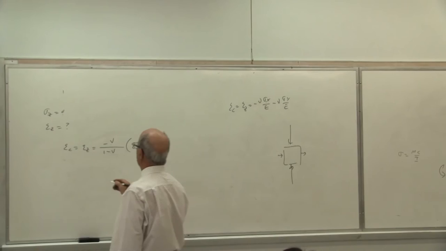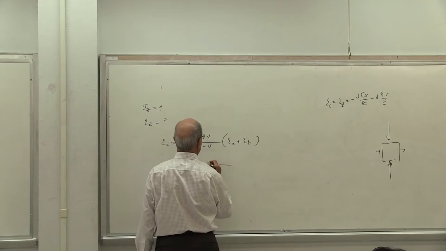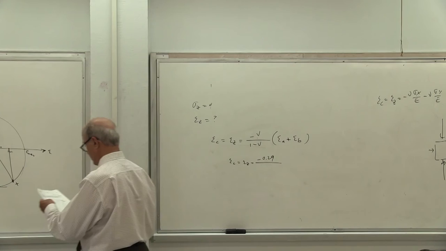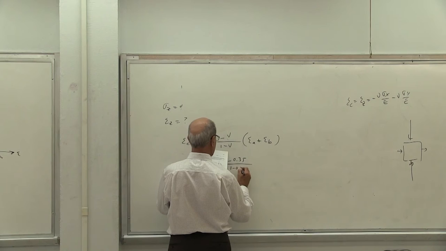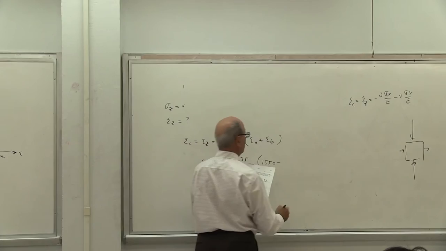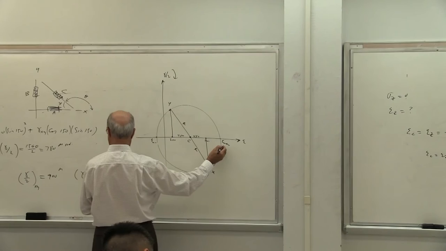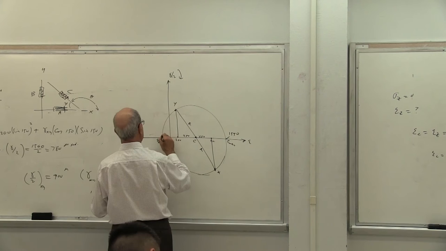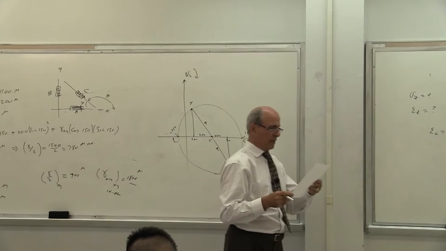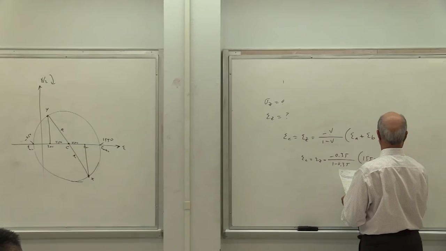So epsilon c equals epsilon z equals minus 0.35 over 1 minus 0.35 times 1,550 minus 250. Did I give you 0.3? Oh, sorry, 0.35 for this problem. This is 1,550 and this one is minus 250, so you put minus 250 here. You do it together, and it becomes minus 700 micro.